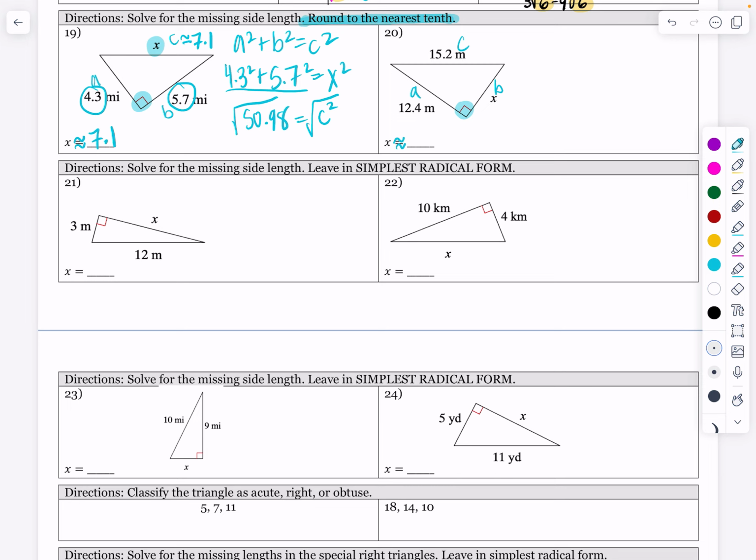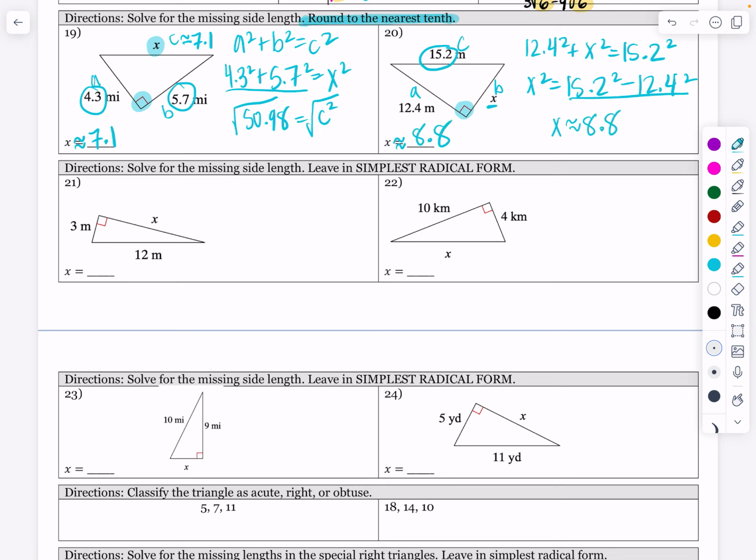So let's start again on number 20. On number 20, now I'm looking for a leg, where before I was looking for the hypotenuse. My hypotenuse is 15.2, which means that my answer should be less than 15.2. If not, I know I did something wrong. So I'm going to do 12.4 squared plus x squared equals 15.2 squared. So, of course, x squared is going to be equal to 15.2 squared minus 12.4 squared. We can type that entire expression into our calculator, and that is going to give me approximately 8.8 when I take the square root.